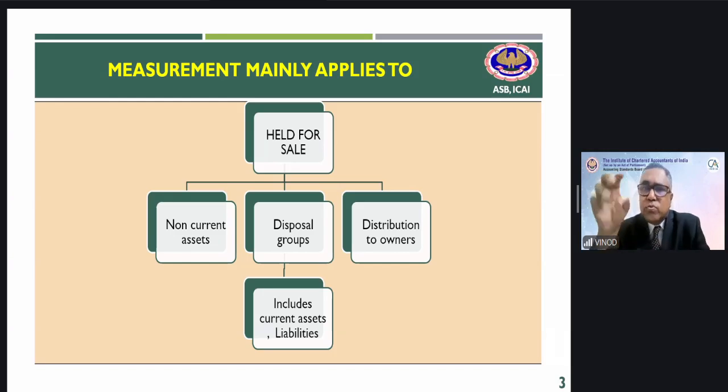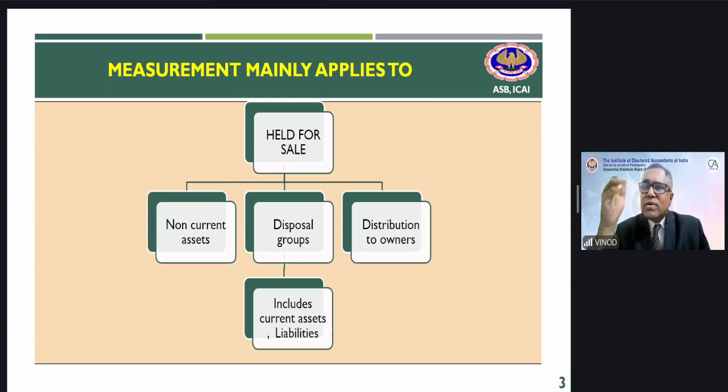So in the disposal group, second part, the heading of Ind AS 105, non-current asset, technically doesn't apply because non-current and current assets all come in, because you're selling it as a group. Measurement conditions are different. We will come to that.